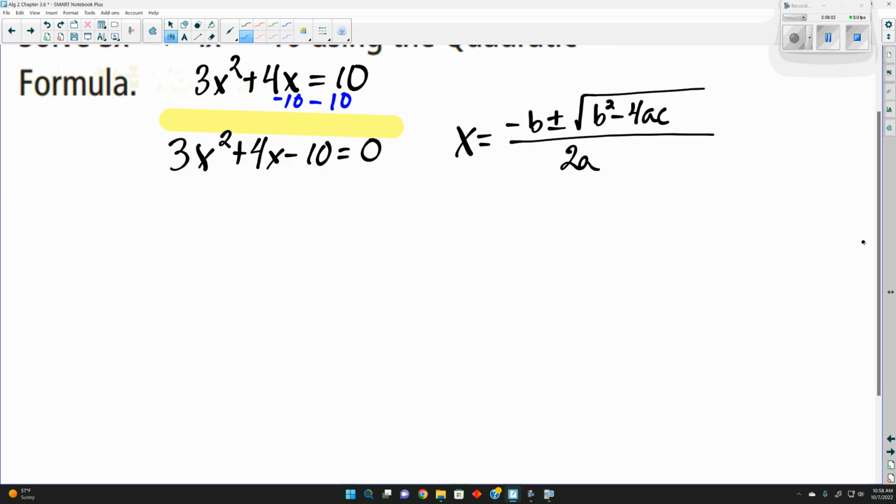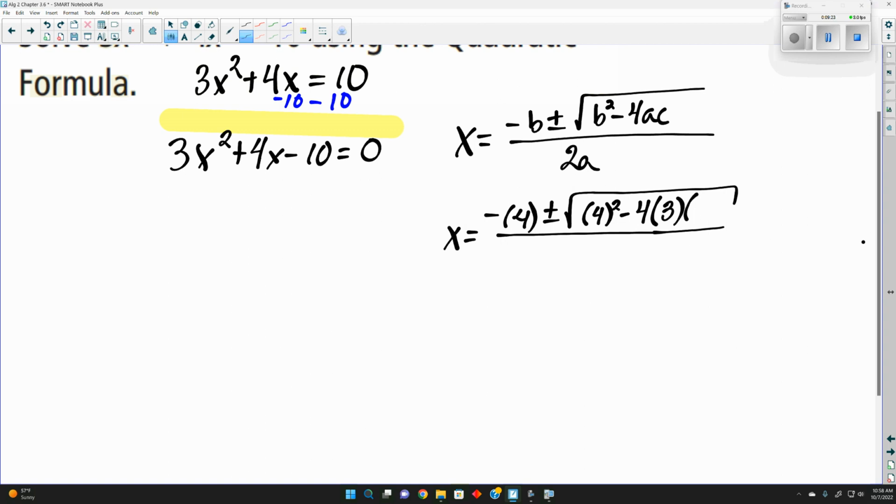And at this point, again, we need to plug in the values of a, b, and c into the formula. So x is equal to, so we have negative 4 plus or minus the square root of 4 squared minus 4. Well, a is 3 and c is negative 10. All over 2 times a, which is 2 times 3. Questions on how we plugged in the values of a, b, and c?